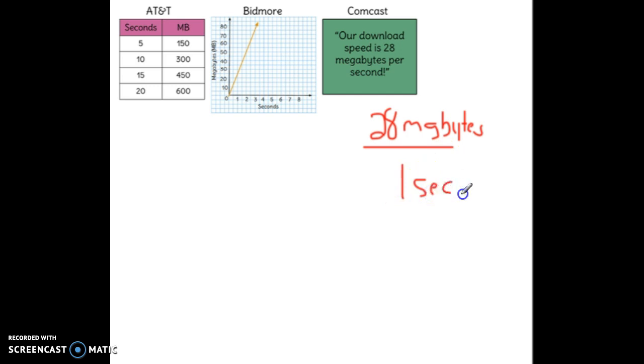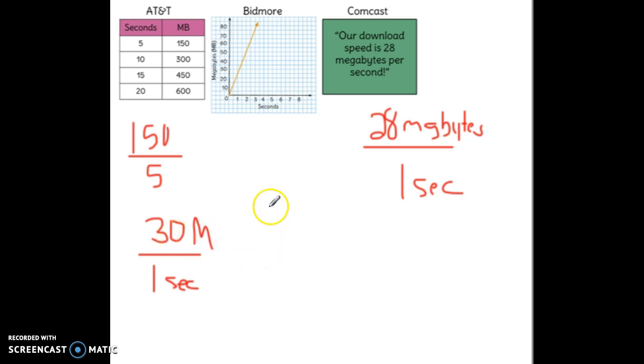But what about the other places? Let's look over here at AT&T. Well, they don't tell us how much for 1 second. They tell us 5 seconds. So we have to do our y divided by x. And we're going to do 150 divided by 5. And guess what they have? They have 30 megabytes for every 1 second.